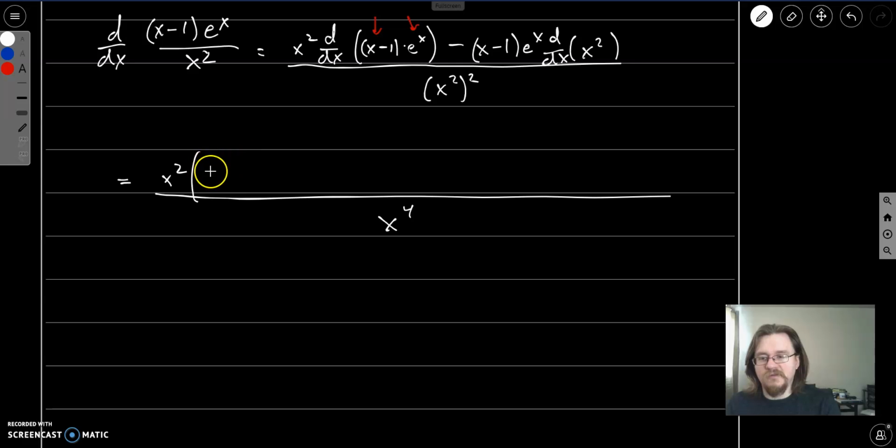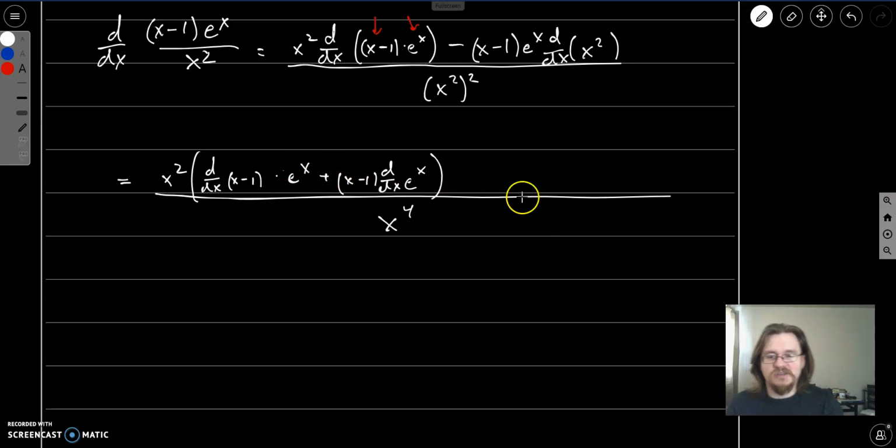I'll take the derivative of the first guy. And then I'm going to take that times e to the x, and we're going to add the first guy times the derivative of e to the x. So again, I just take the derivative of the first guy, derivative of the second guy, and we're going to multiply them by the other functions. And then over here, we've got x minus 1 times e to the x times the derivative of x squared. Well, that's just going to be 2x.